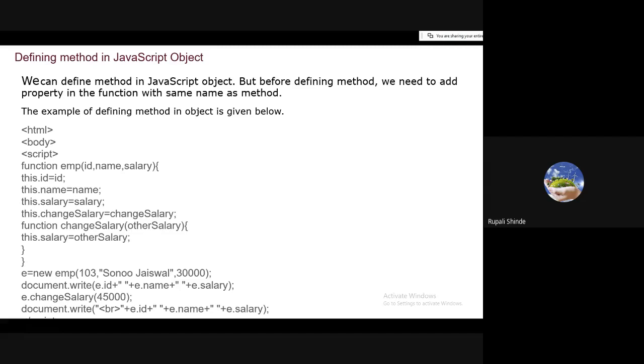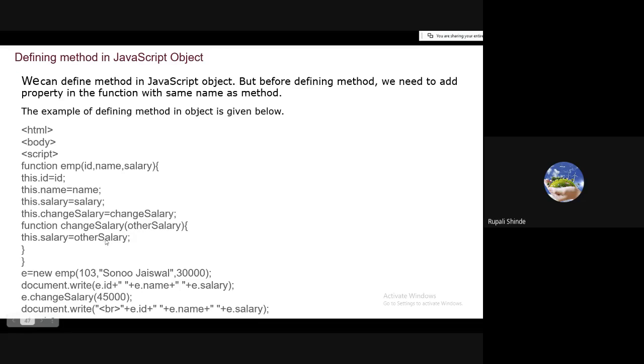Okay, so if you want to define a method, or use a method within an object, you have to create a property with the same name as the method name. Now after that, here we have a function changeSalary with parameter otherSalary, opening curly bracket, this.salary is equal to otherSalary.